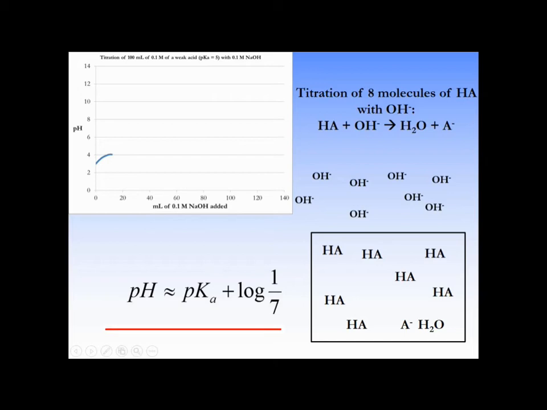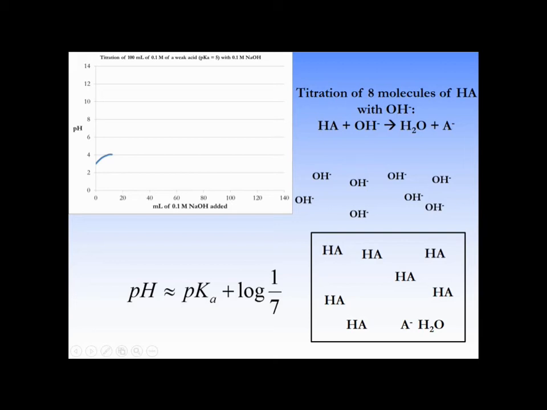pH is pKa. Wonder why I'm taking the log of 1/7? Well, let's count. 1, 2, 3, 4, 5, 6, 7 weak acids, and 1 of the conjugate base. So the 1's up here and the 7's down here. So the pH is going to be the pKa, which in this case is 5, plus the log of 1/7.